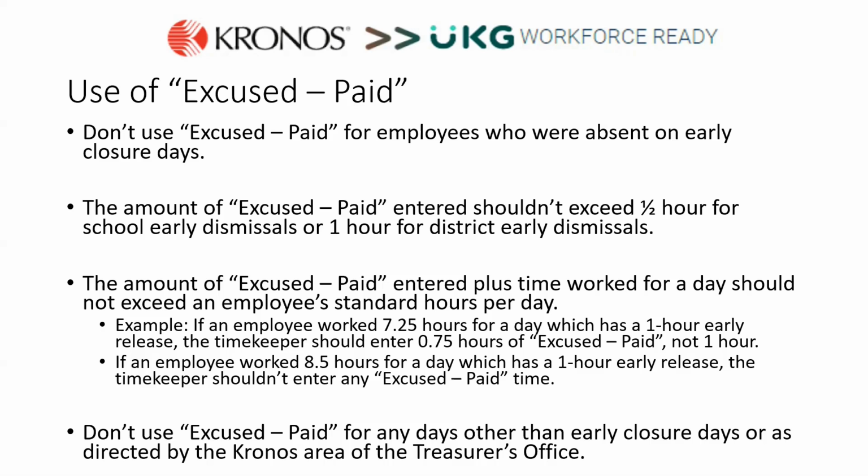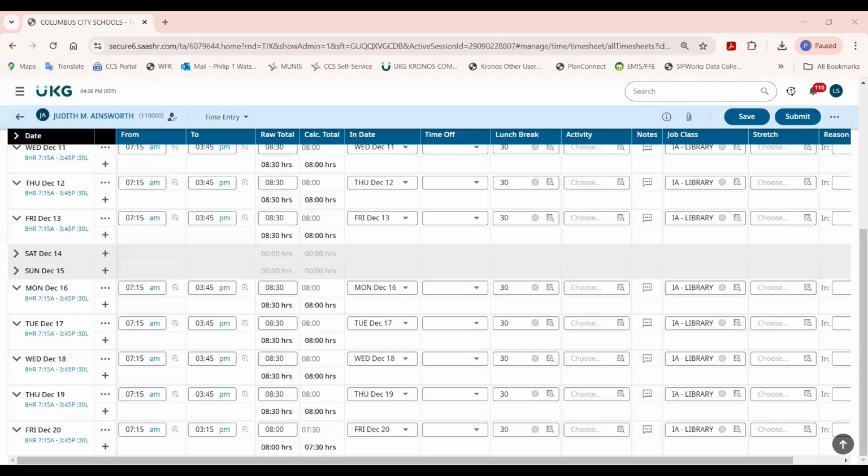If an employee worked 7.25 hours for a day, which has a 1 hour early release, the timekeeper should enter 0.75 hours of excused paid, not 1 hour, so that the employee's paid time for the day does not exceed 8 hours. If an employee worked 8.5 hours for a day, which has a 1 hour early release, the timekeeper shouldn't enter any excused paid time, since the employee's time worked for the day exceeded 8 hours. Don't use excused paid for any days other than early closure days or as directed by the Kronos area of the Treasurer's Office.